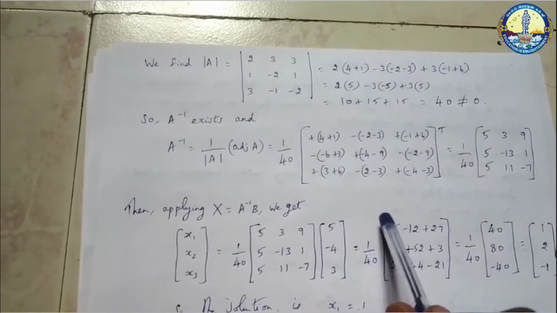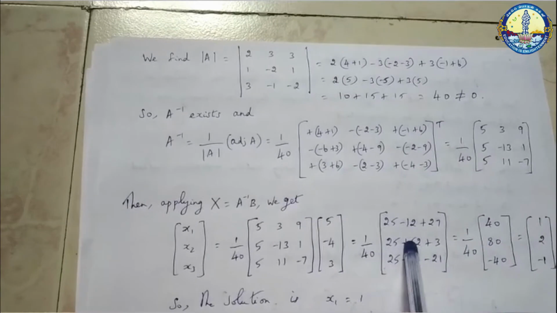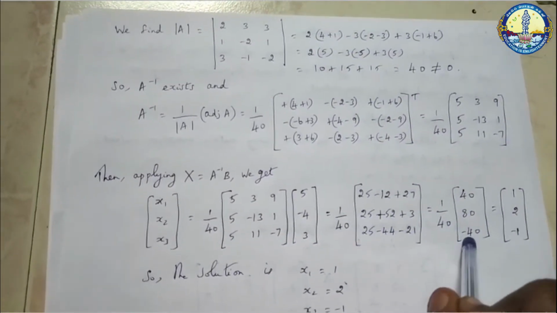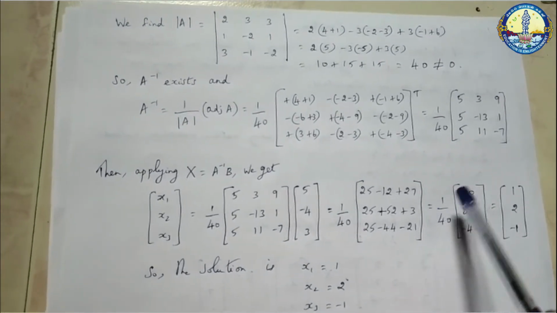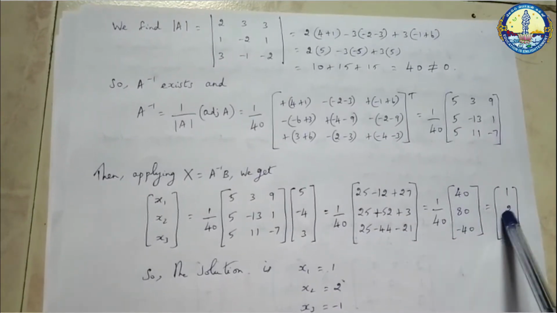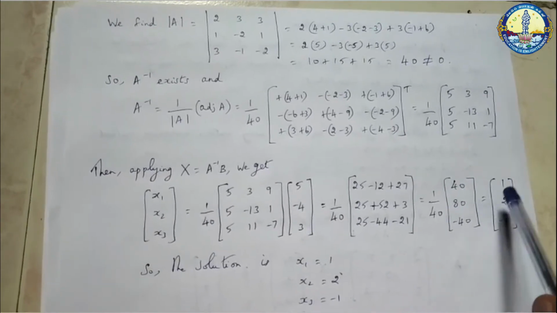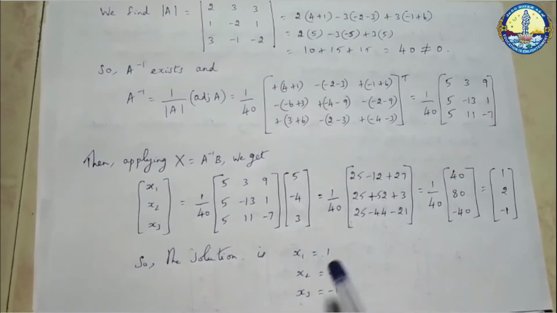So 1 by 40 times: 25 minus 12 plus 27, that is 40. 25 plus 52 plus 3, that is 80. 25 minus 44 minus 21 is minus 40. So 1 by 40 is there, so divide each element by 40. So 40 by 40 is 1, 80 by 40 is 2, minus 40 by 40 is minus 1. So this is the value of x1, x2, x3. So the solution is x1 equals 1, x2 equals 2, x3 equals 2.